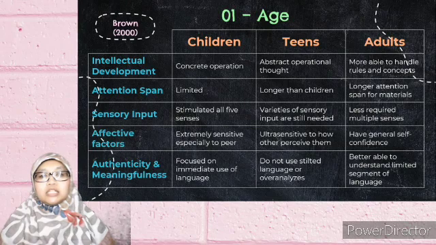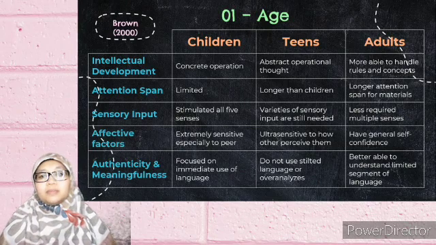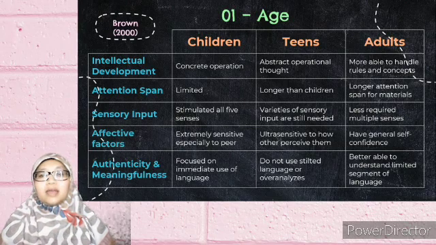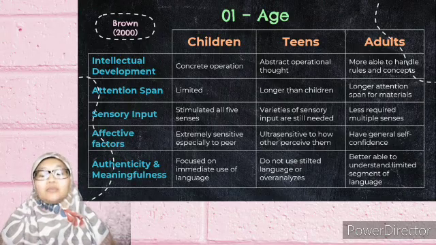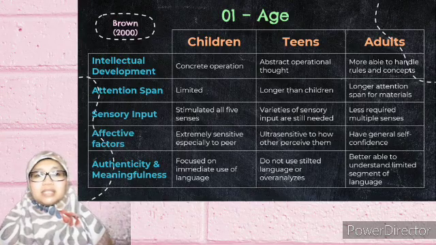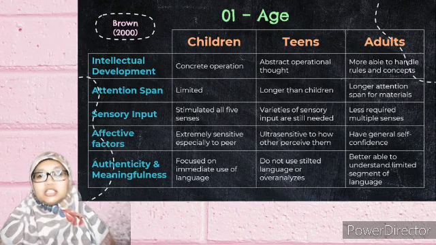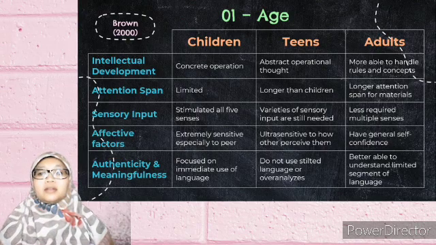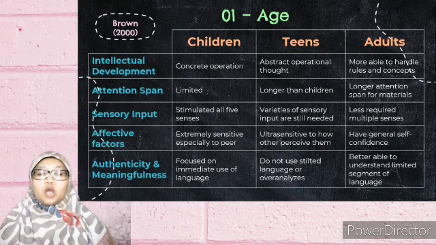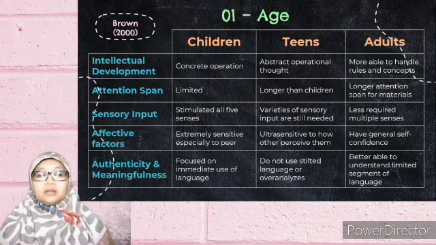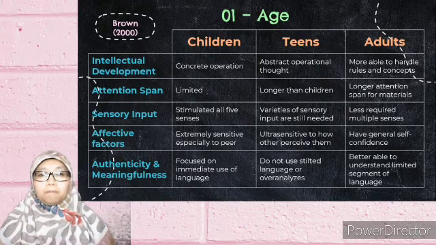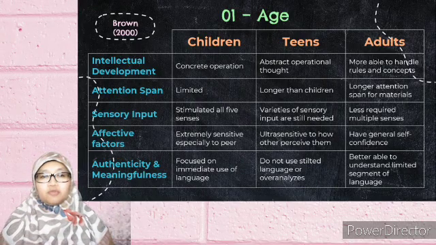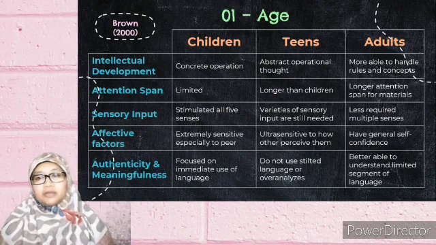And how about the teens? In terms of intellectual development, they come up with the abstract operation of thoughts. It means that their critical thinking has developed, but they still need a lot of assistance from the teachers. And how about the adults? They are able to handle rules and concepts. So for this stage, the adults can comprehend specific rules, and we can give them theories and things.